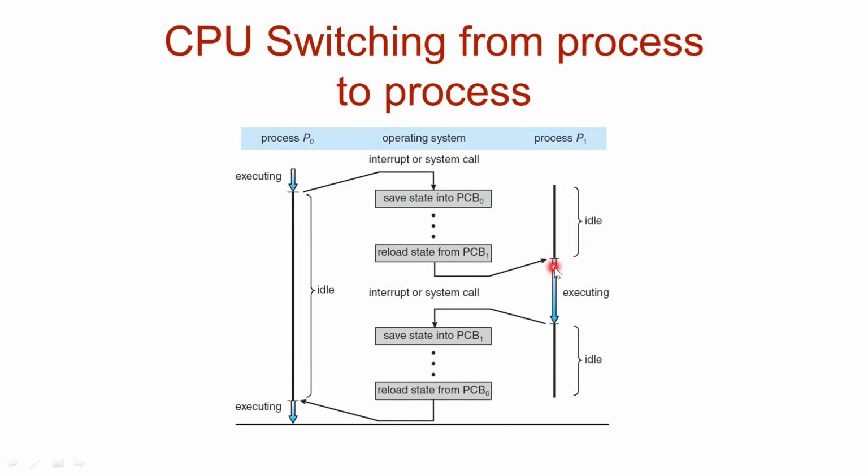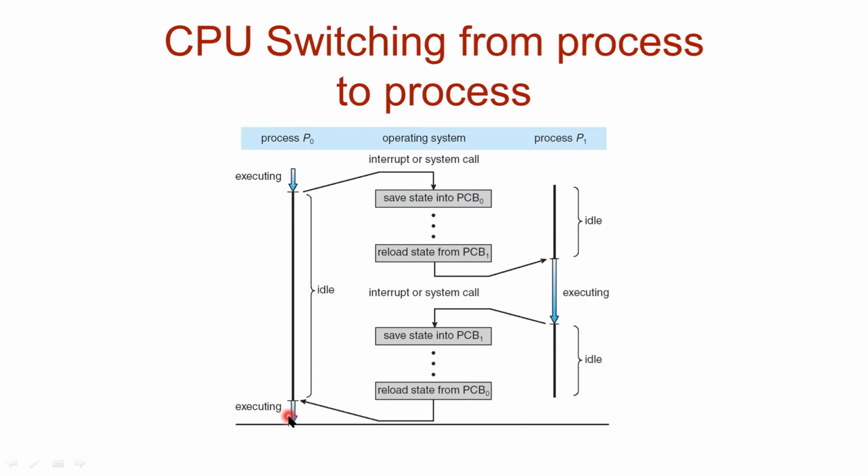This time P1 is executing and some interrupt occurs. This interrupt can be a time slice expiring as well. So now the interrupt has occurred. The CPU will first save the state in PCB1. Saving will take some time, and then it will reload the state of P0. It will take some time and then again P0 will execute.